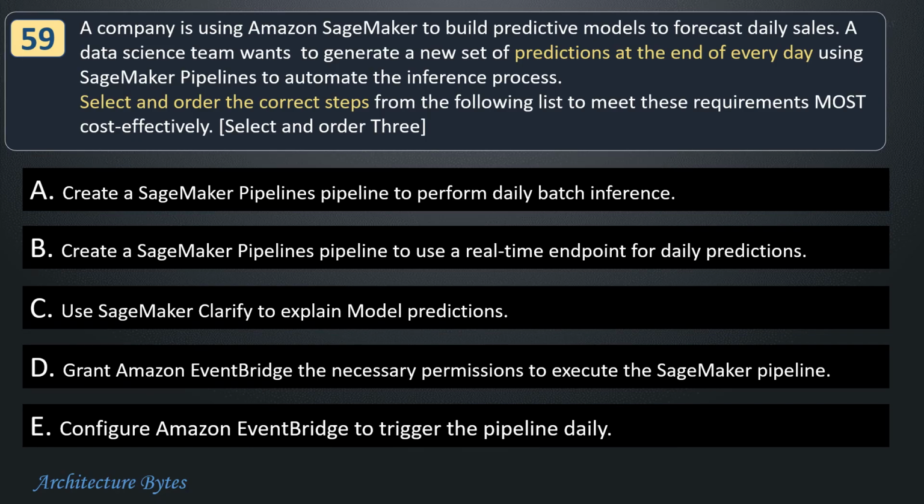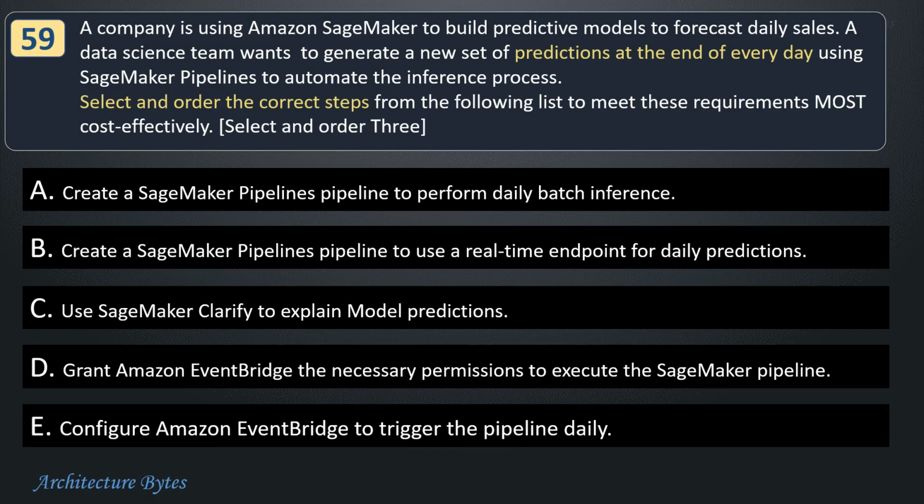Option A, create a SageMaker pipeline to perform daily batch inference. Option B, create a SageMaker pipeline to use a real-time endpoint for daily predictions. Option C, use SageMaker Clarify to explain model predictions. Option D, grant Amazon EventBridge the necessary permissions to execute the SageMaker pipeline. And option E, configure Amazon EventBridge to trigger the pipeline daily.